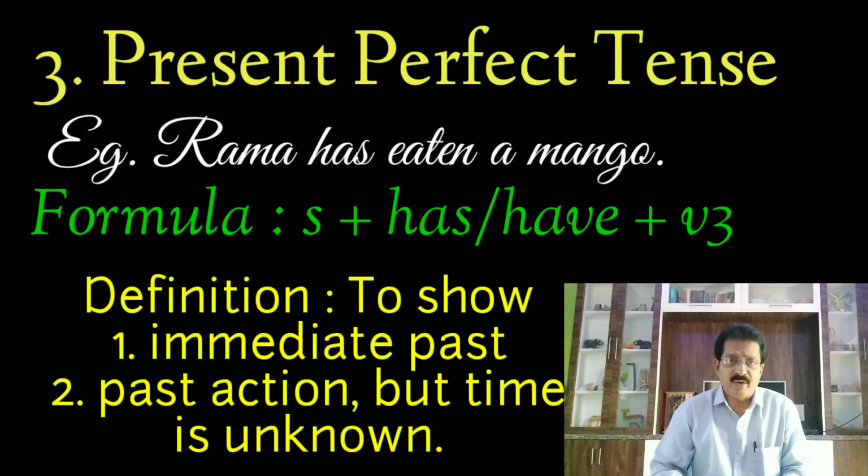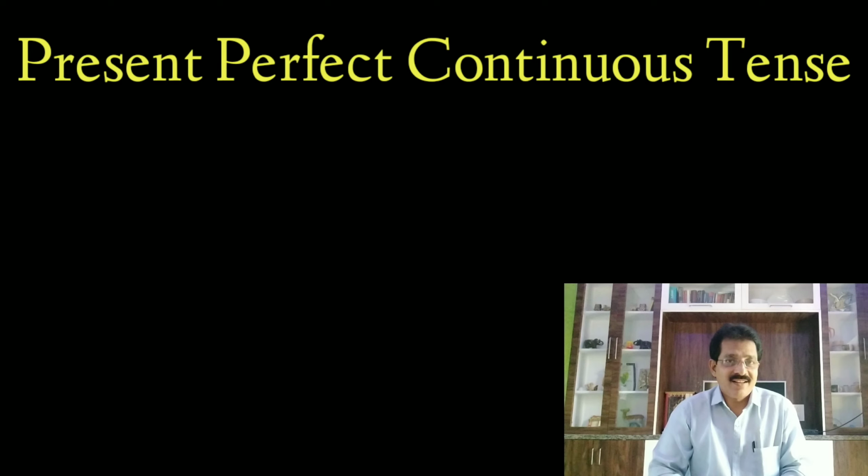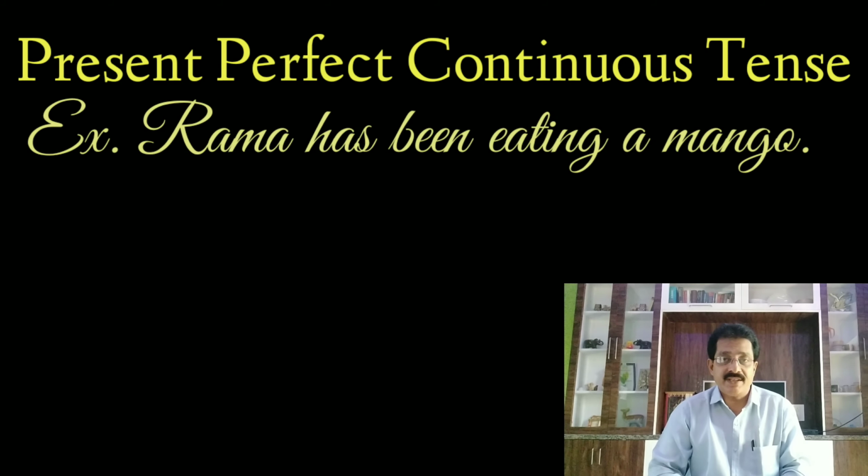And here comes the last one in present tense. Present perfect continuous tense. Let me start with the example. Rama has been eating a mango. Same example changed. I repeat. Rama has been eating a mango.